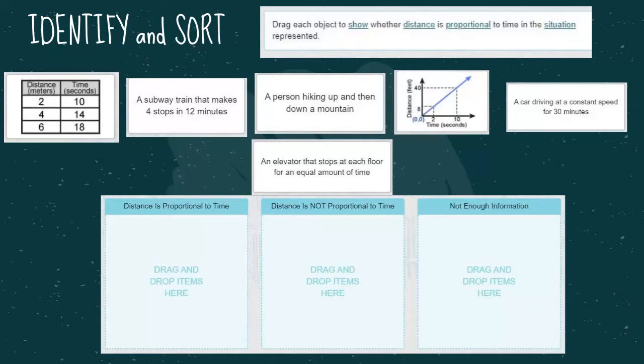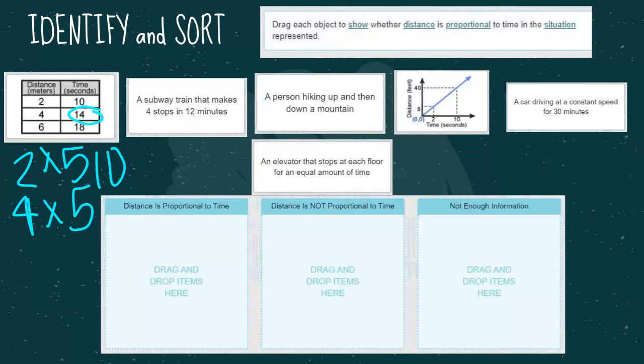So I'm going to look at this table first. I have distance and time. Now I know that proportional relationships are multiplicative, which means for this table, to get from 2 to 10, I would multiply by 5. If this is a multiplicative relationship, that means that pattern should continue. So then I should be able to multiply 4 by 5 to get this value.